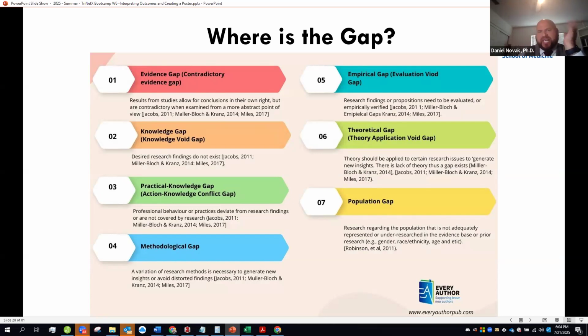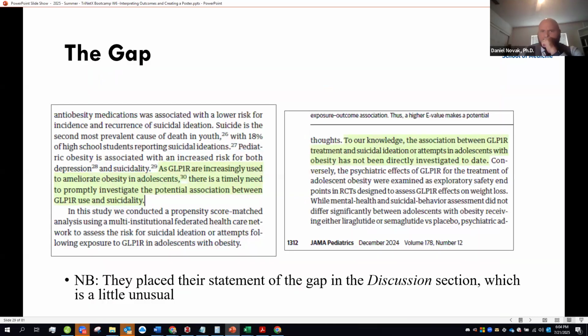So these are really the 7 kinds that were identified in Miles 2017, which is a pretty famous article on this subject. And this kind of helps you think through what is the kind of gap that I'm looking for in my analysis. So here they do a really good job. As I said earlier, they identify the why and who cares: GLP-1R are increasingly used to ameliorate obesity in adolescents. There's a timely need to promptly investigate potential association between GLP-1R use and suicidality.